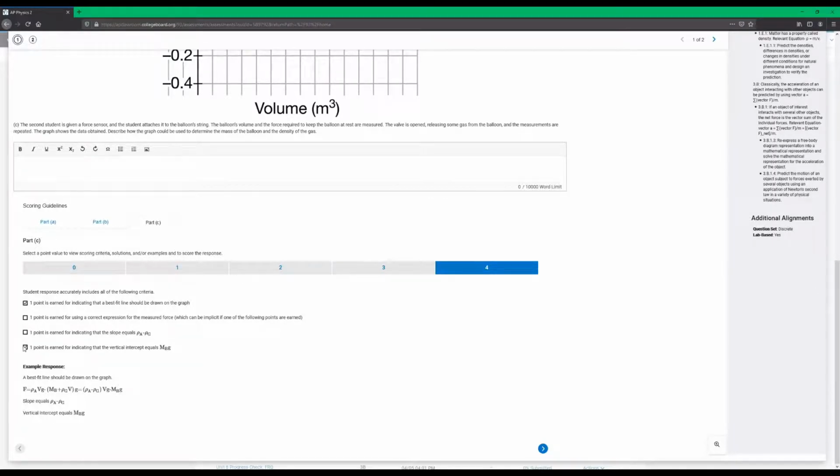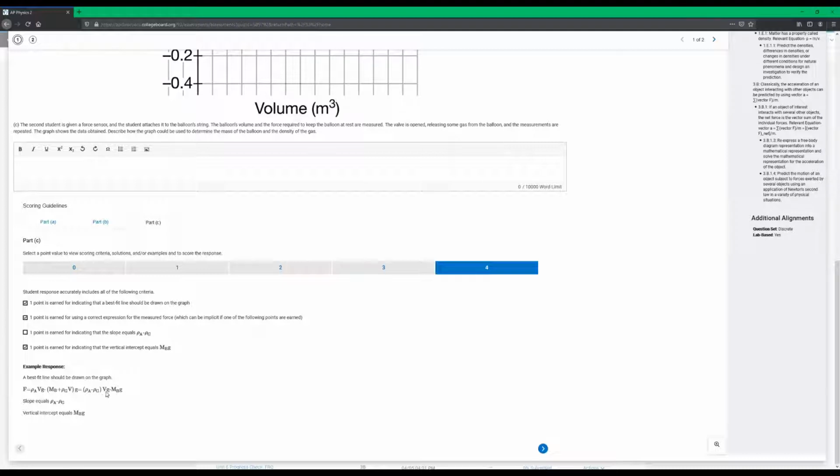I think here that would also give us this point. And then we really just kind of missed this point, which is earned for indicating that the slope equals rho a minus rho g. The line of best fit should be drawn on the graph where the force equals rho v, rho a. So this is the buoyant force minus the gravitational force.